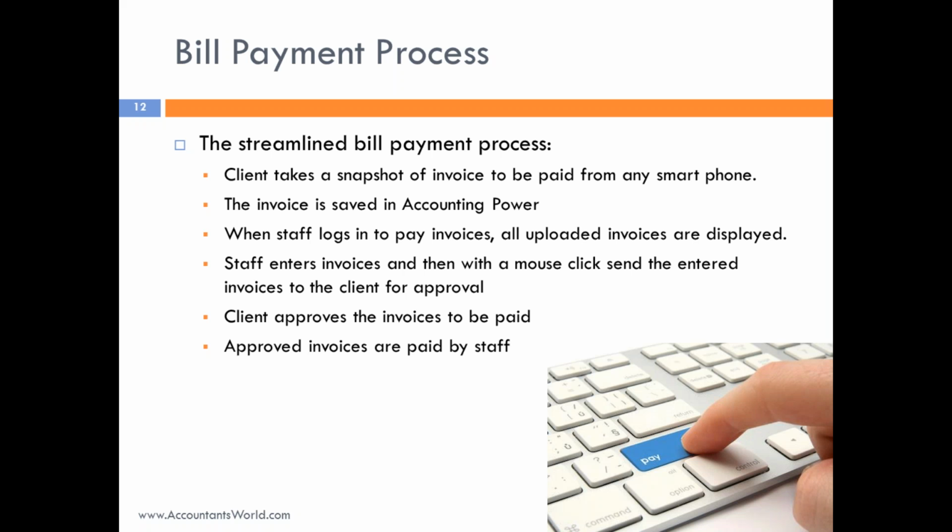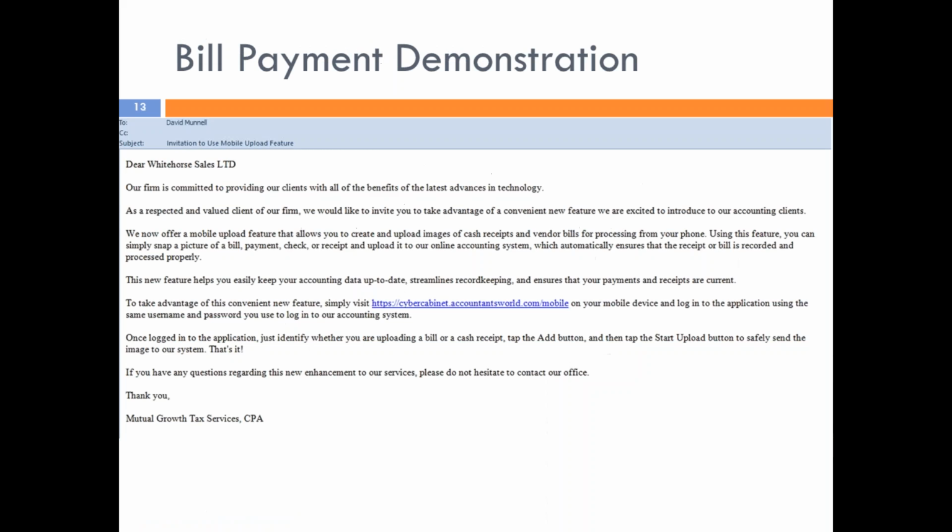The invoice is saved in Accounting Power. When the staff logs in to pay the invoices, all the uploaded invoices are displayed. The staff enters the invoices. Then with a mouse click, they send the entered invoices for approval. The client approves the invoices, and then the approved invoices can be easily paid using the Checkbook IO by your staff. A client who's doing his own can also do the same basic thing. They can take a picture of an invoice and then go in and enter the invoice and do the payment and everything else. So here's the steps.